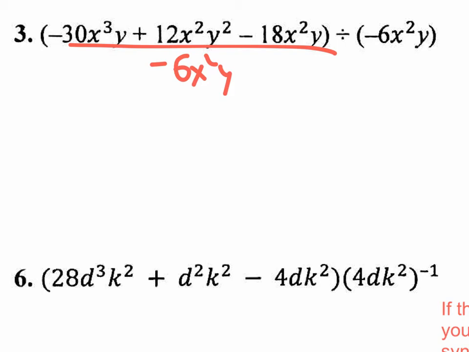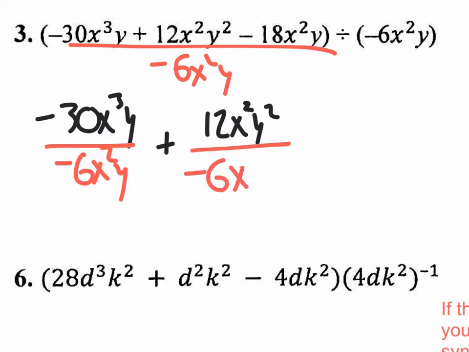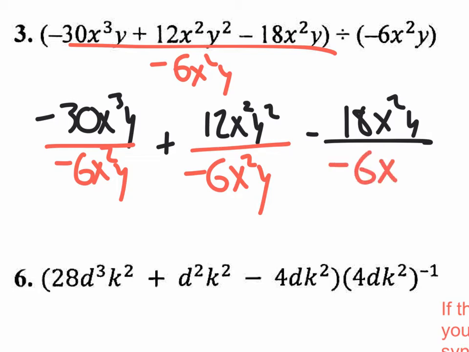And so what we're going to do is split the negative 6x squared y. I'm sorry, I said that wrong. We're going to split the negative 6x squared y to each and every term. So we have negative 30 x to the third y over negative 6x squared y, and then plus the 12x squared y squared over negative 6x squared y, and then minus 18x squared y over the negative 6x squared y.